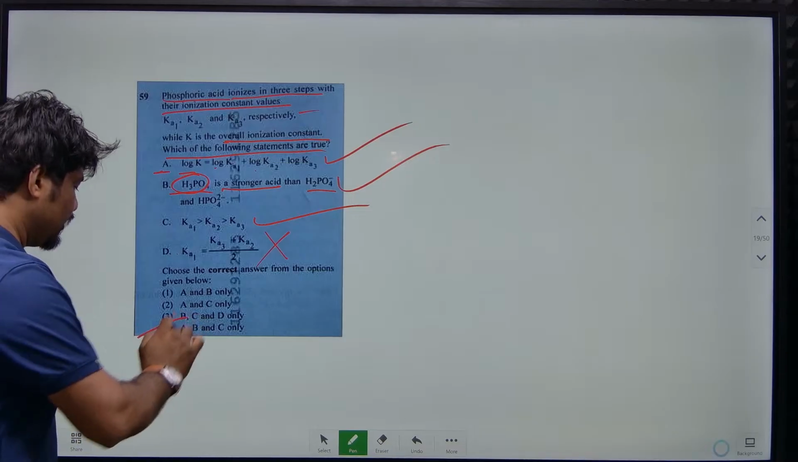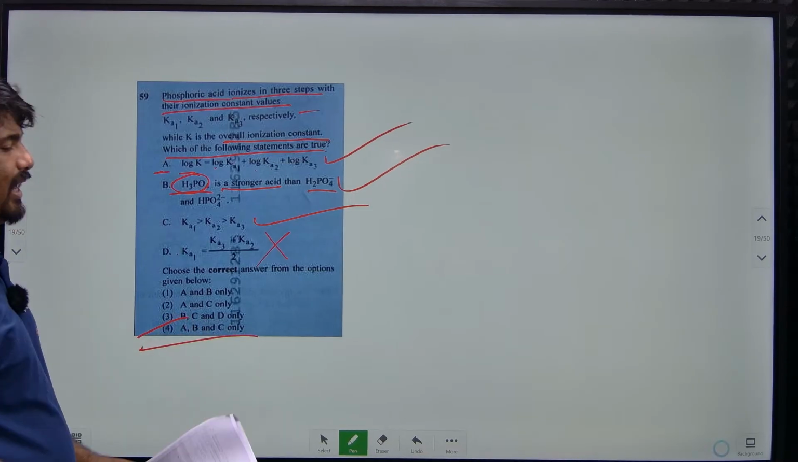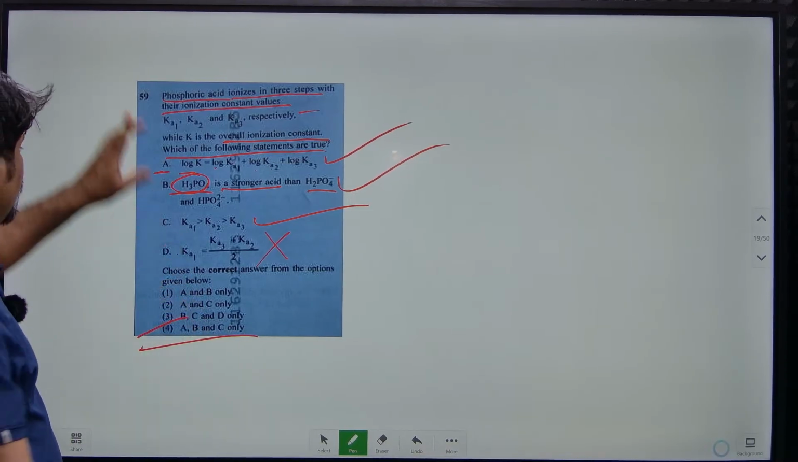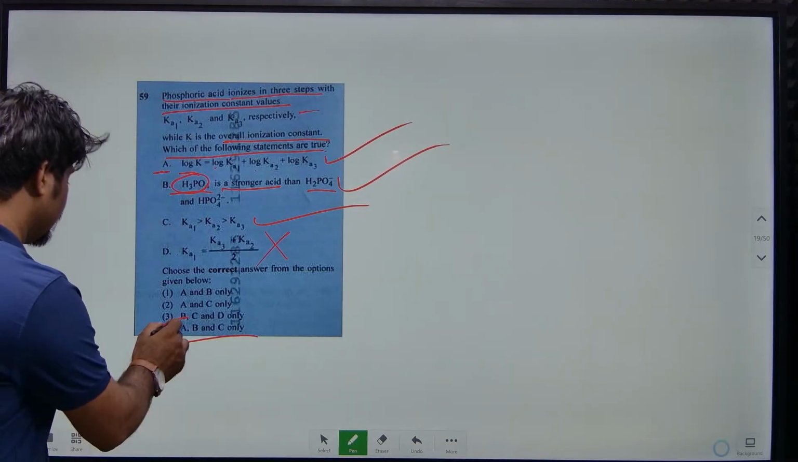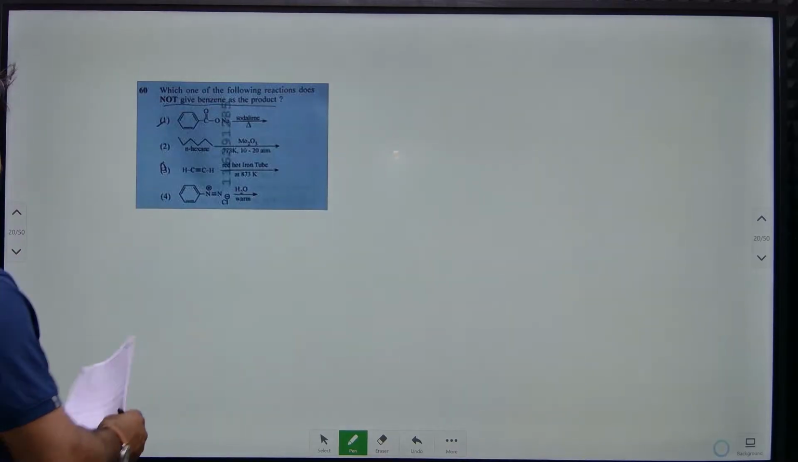So answer 4 is the right answer for the question. Only A, B and C are right answers for this question. So the fourth option is the right answer for the question. Go to the next question.